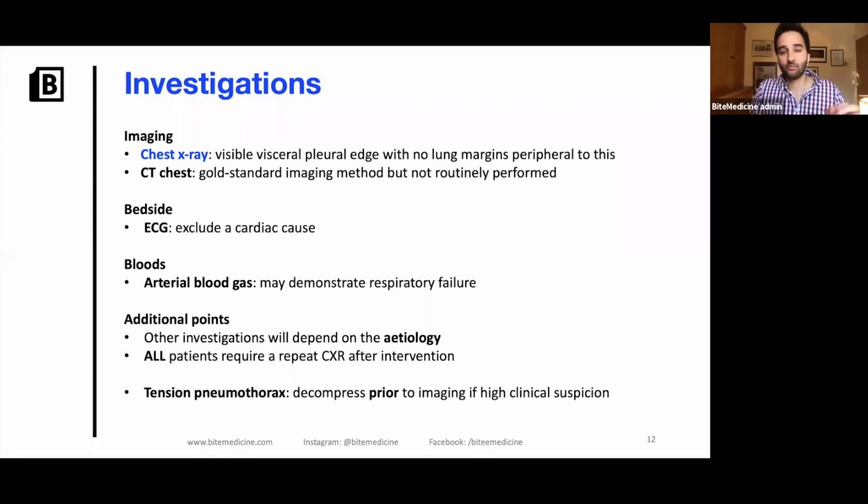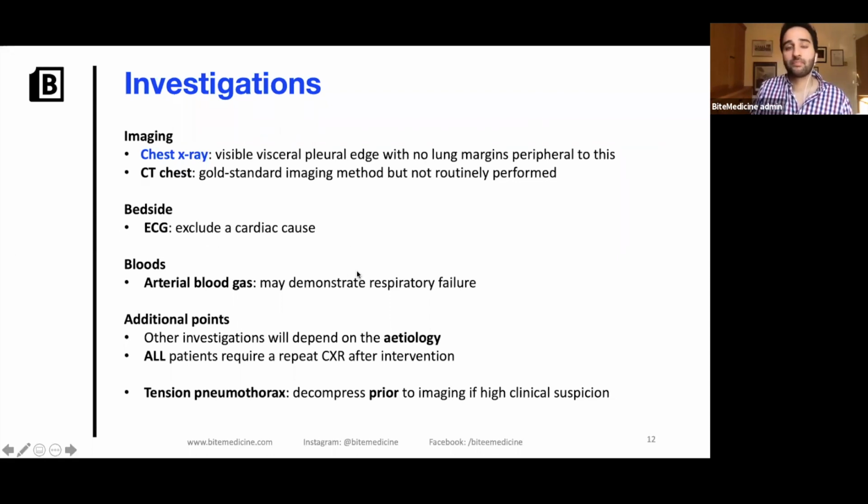However, in an exam, if they ever ask for the gold standard or the most reliable test, it's a CT chest. The chest X-ray is what's done in clinical practice. Very rarely are you going to do a CT chest for a suspected pneumothorax. But if you want the gold standard investigation, that's a CT chest.